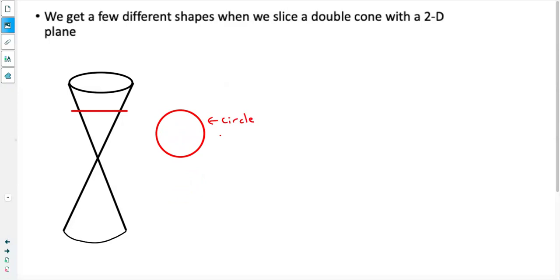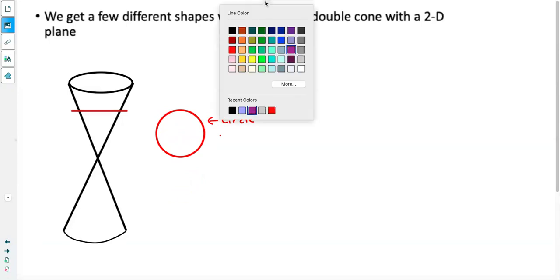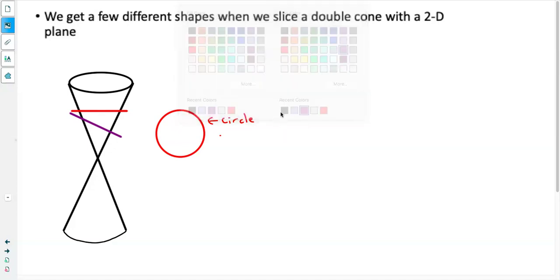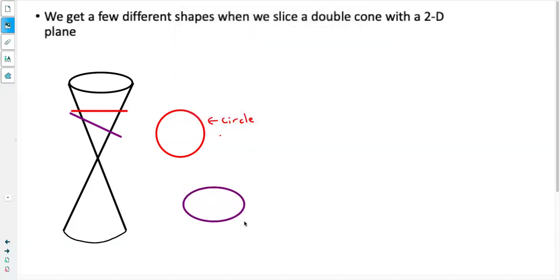If, for example, we were to slice it on an angle, like this, we get a slightly different shape. We would end up with the shape of an oval, which in mathematics terms is referred to as an ellipse.